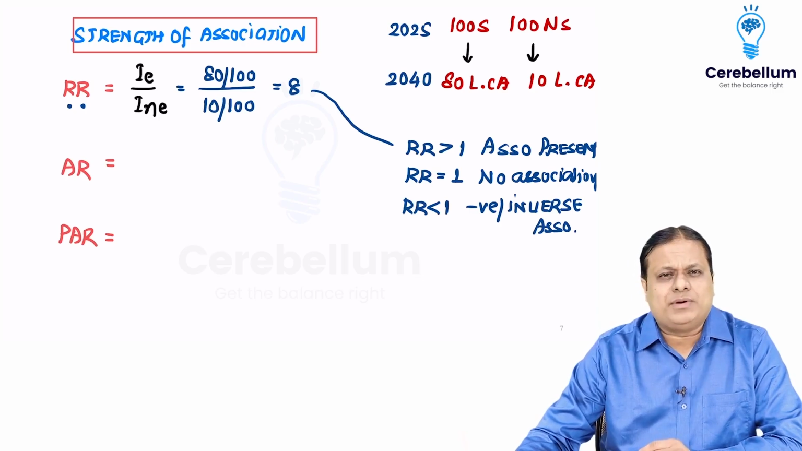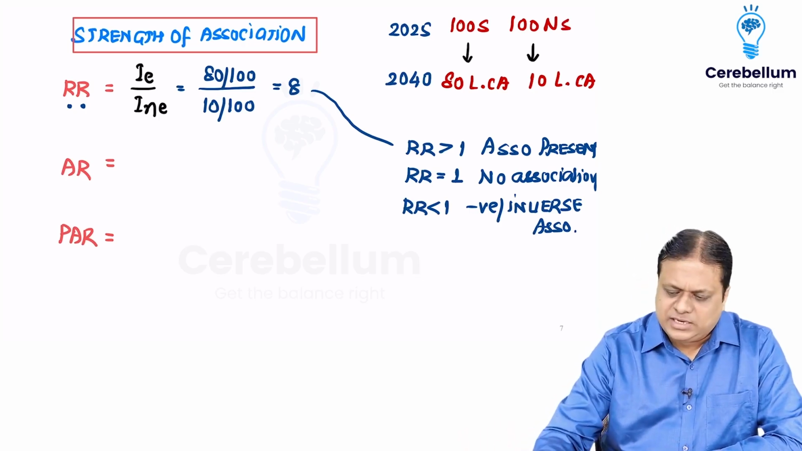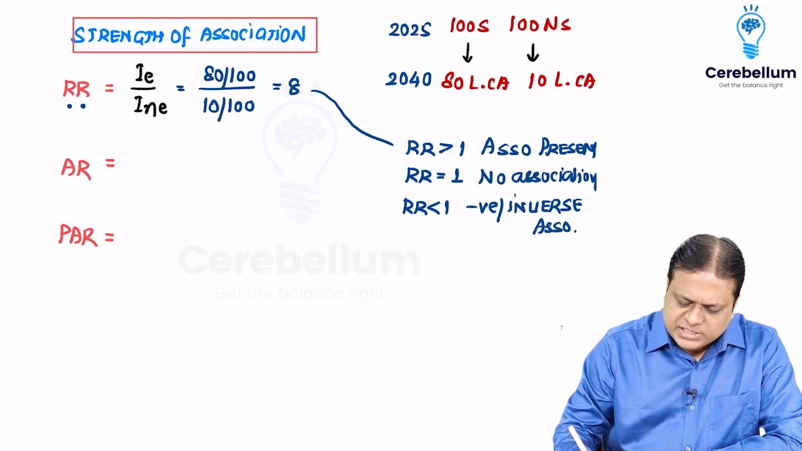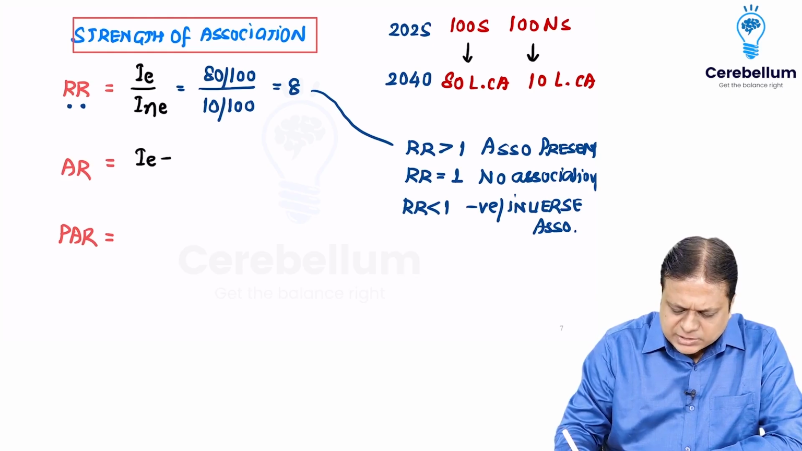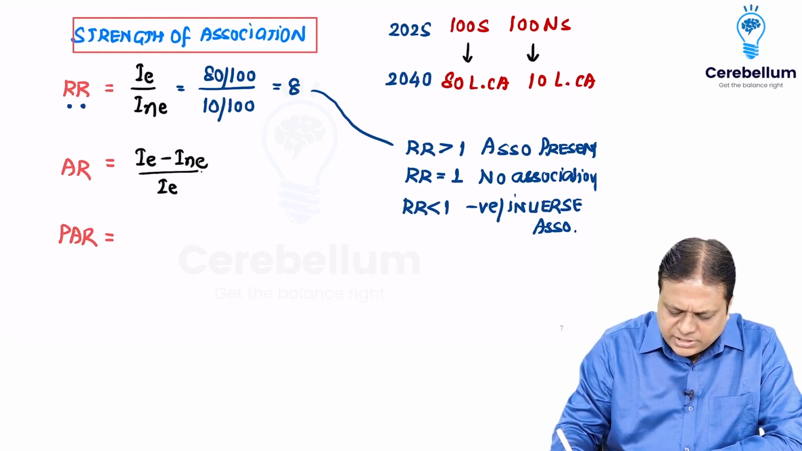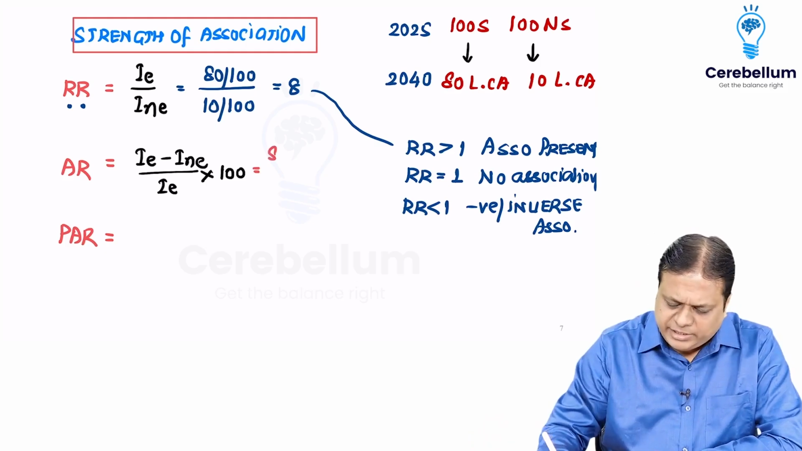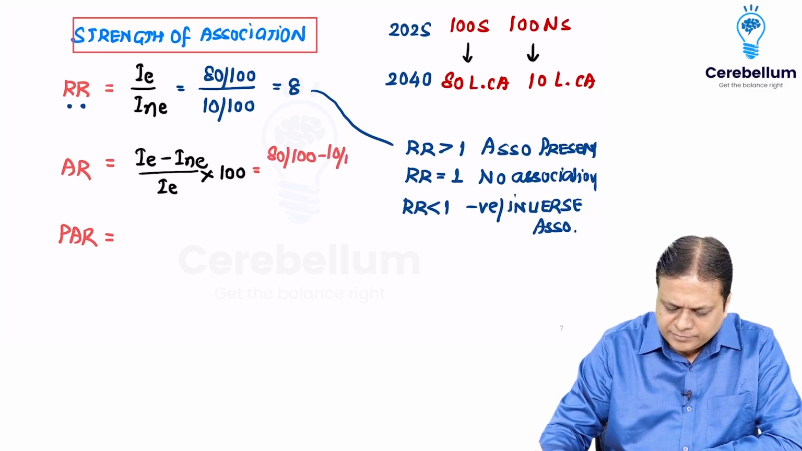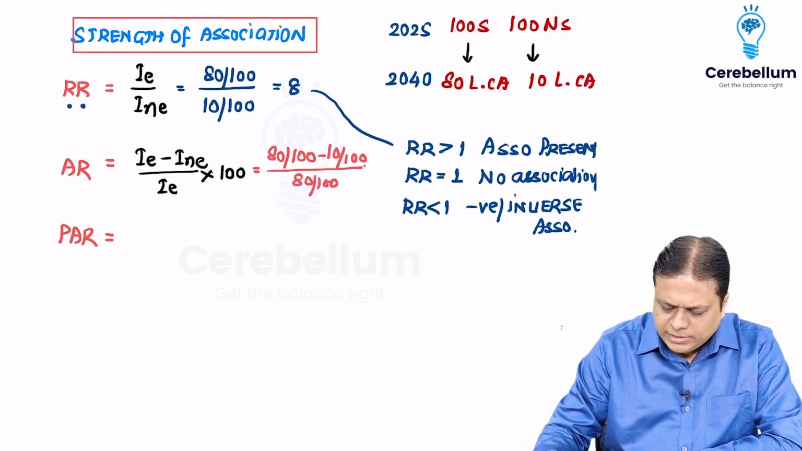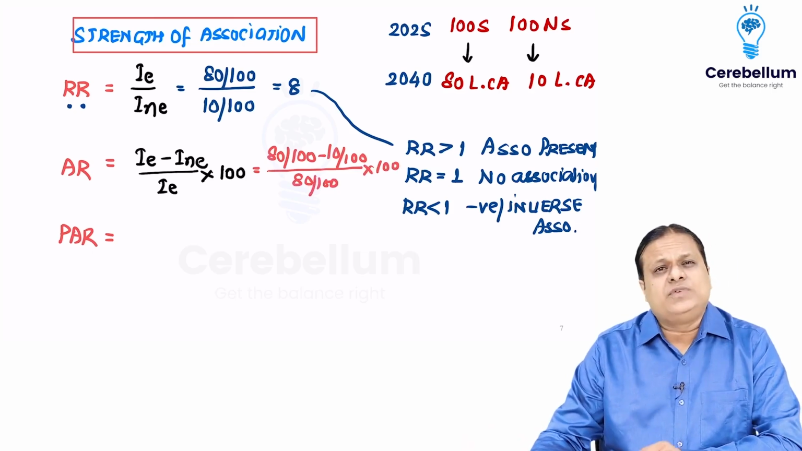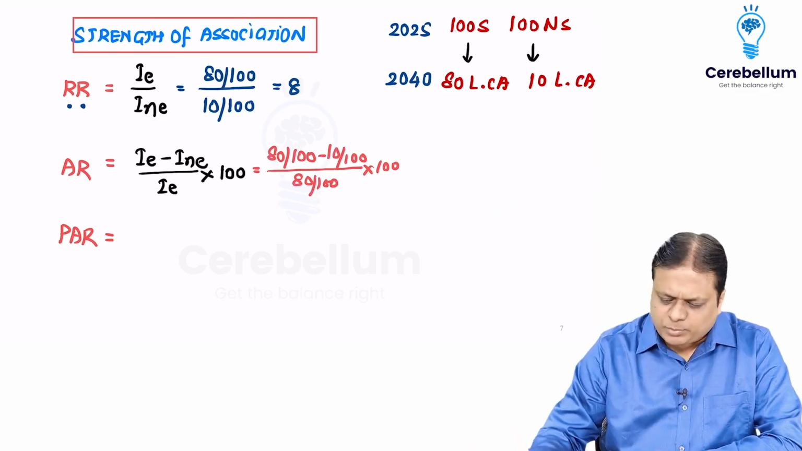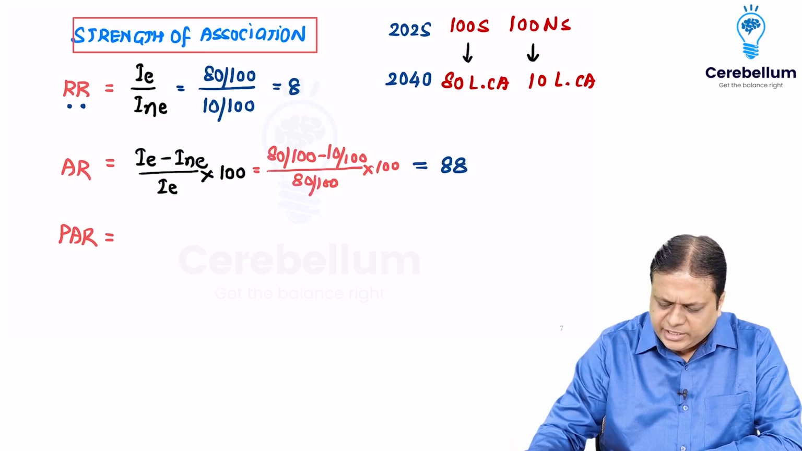Now in the same example, attributable risk. Let us look at formula first. It is given by the formula incidence in exposed minus incidence in non-exposed upon incidence in exposed into 100. So this will be 80 by 100 minus 10 by 100 upon 80 by 100 into 100. So this will give us a value of 87.5, roughly let us say 88%.